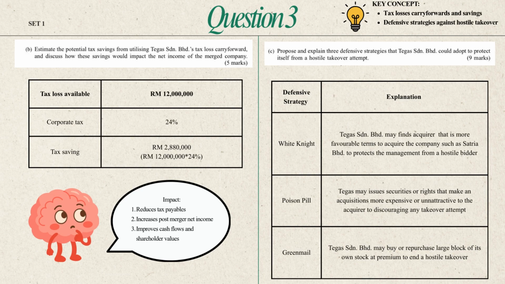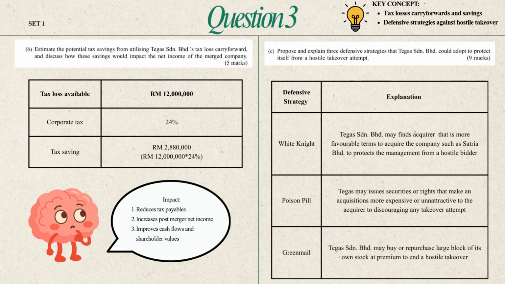Question 3b asks to estimate the potential tax saving from utilizing Tegas Sendirian Berhad's tax loss carry forward, and we have to discuss how this saving will impact the net income of the merged company. Tegas has an accumulated tax loss carry forward of RM12 million. With a tax rate of 24%, this will create a tax saving of 2.88 million. How do we derive this figure? 12 million multiplied by 24%, so we will get the amount of 2.88 million.